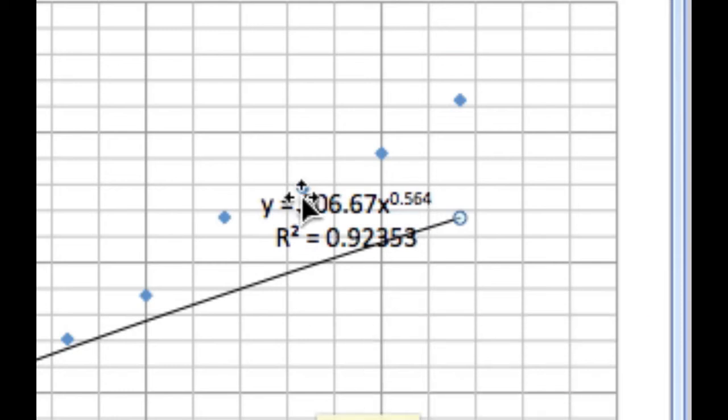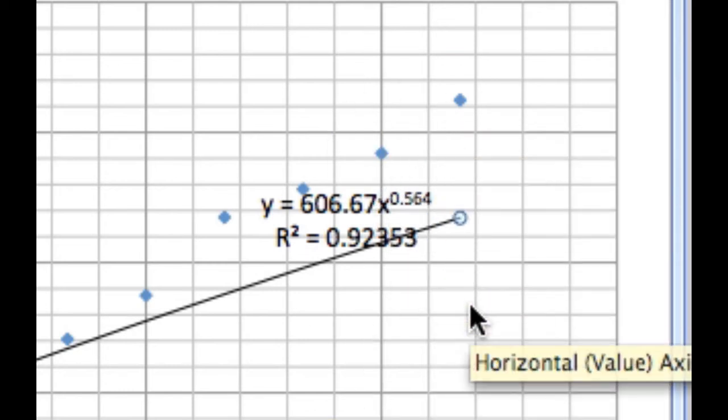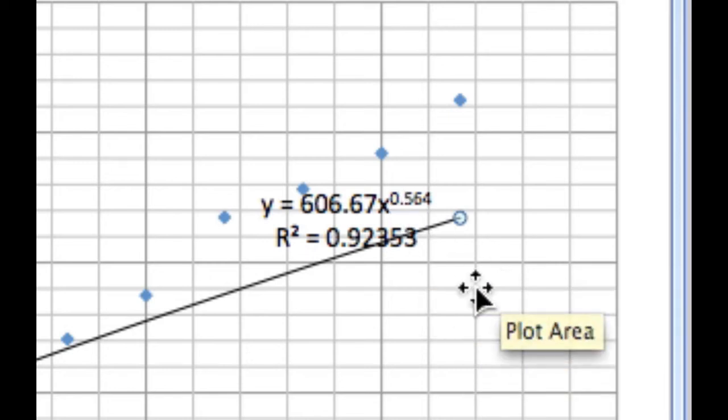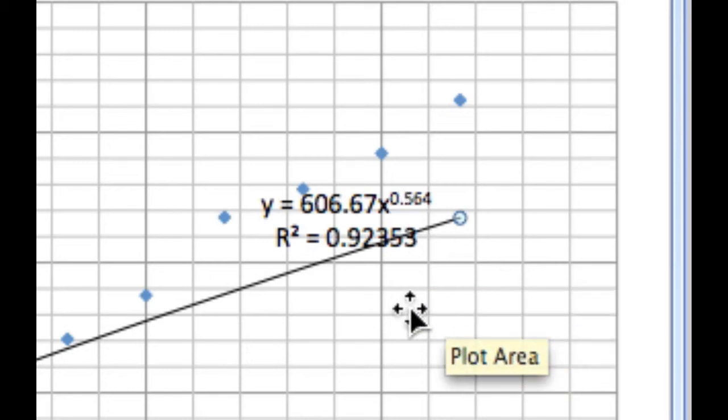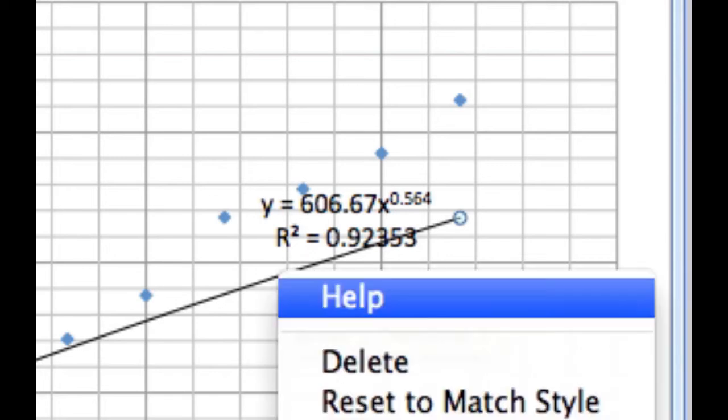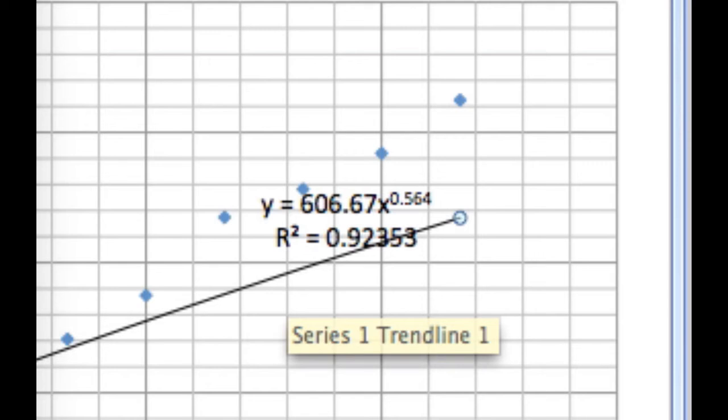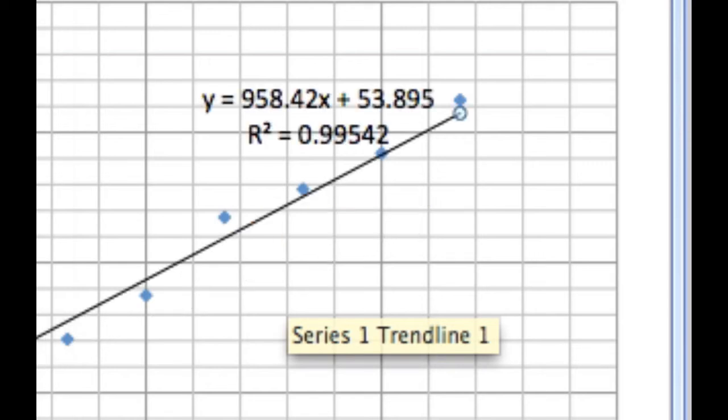If it fits really well to something like x to the power of 0.5, 0.5 is square root. Negative means 1 over. It might fit really well to x squared, in which case you've got an x squared equation. And you can use this to help you with linearization, which we'll look at next time. So I'll show you that when we get to that video. Let me switch this back to a nice linear trend line, 0.995. All right, so that's what we need to know about trend lines.